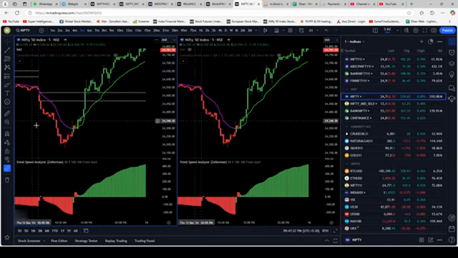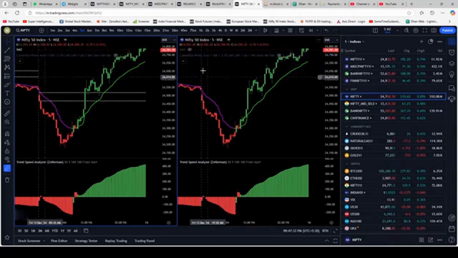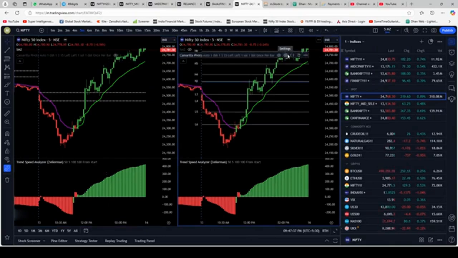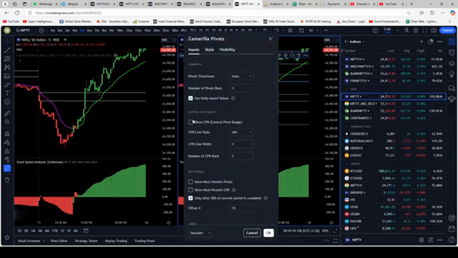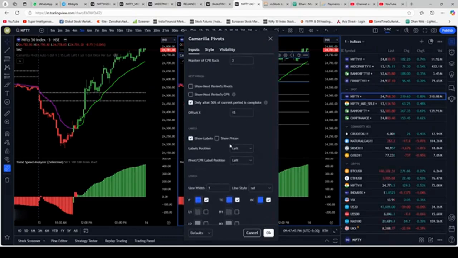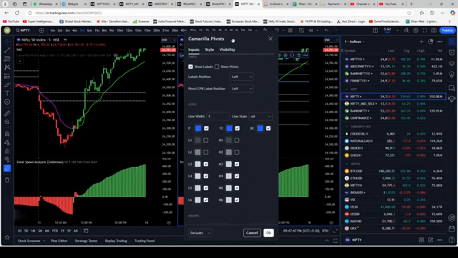All right, so the first combo is we use speed trend analyzer with 5MZ. The second combo is we use the speed trend analyzer with Camarilla pivots. This is the Camarilla pivots that I'm currently working on. Have discussed this several times with the members on the channel or the subscribers on the channel. My settings are this by default.